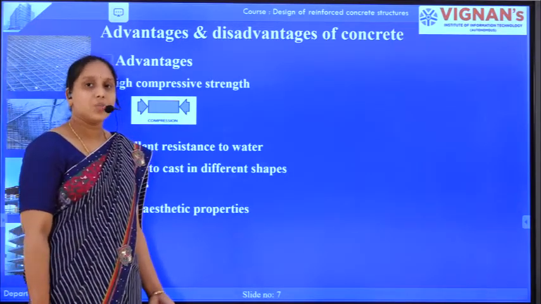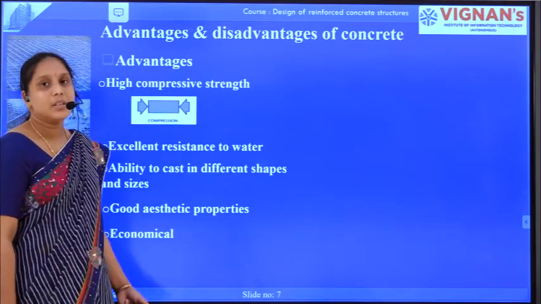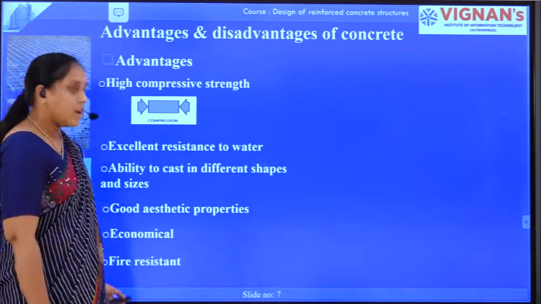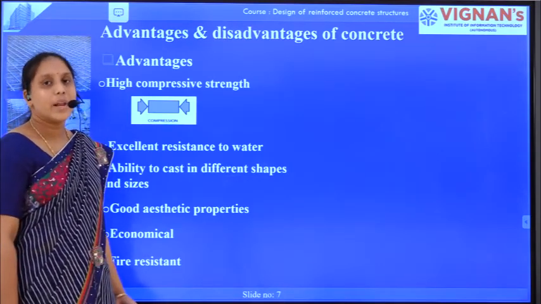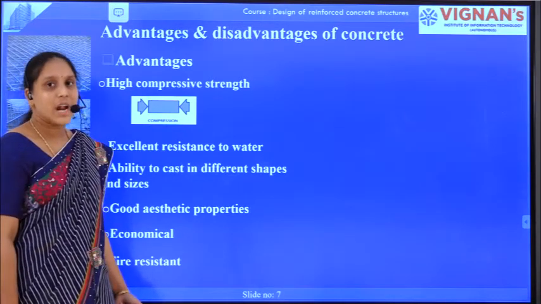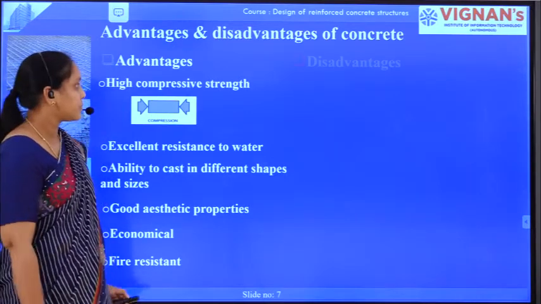And concrete has very good aesthetic properties, the material is very economical, and concrete has very good resistance to fire. It can withstand or resist higher temperatures also.